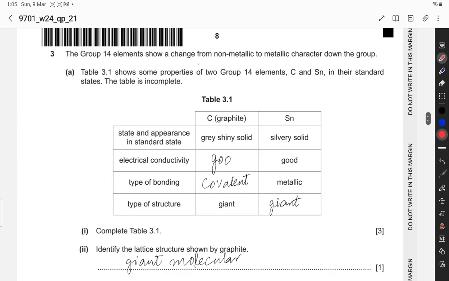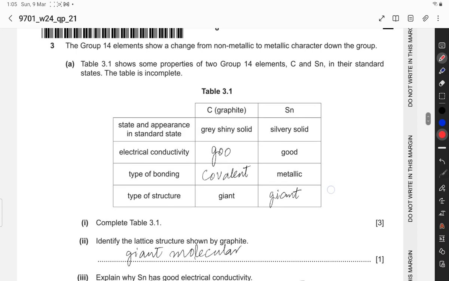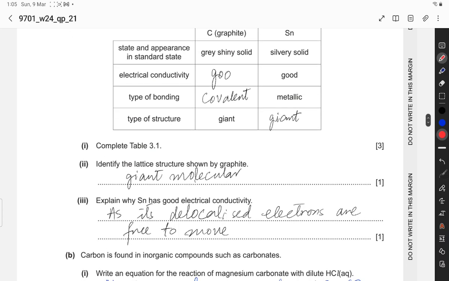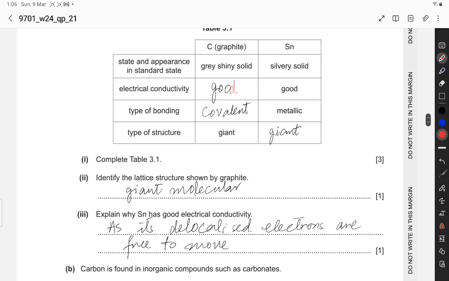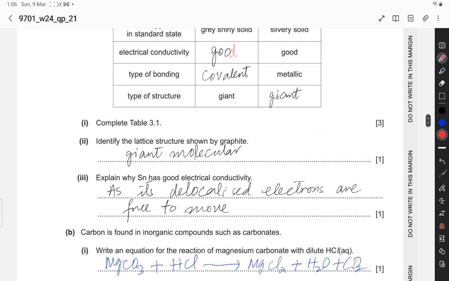The group 14 elements show a change from non-metallic to metallic character down the group. Table 3.1 shows some properties of two group 14 elements, carbon and tin in their standard states. The table is incomplete. Electrical conductivity of carbon is good because it has free moving electrons. Type of bonding in graphite is covalent, and type of structure is giant macromolecule. So the lattice structure shown by graphite is giant molecular.